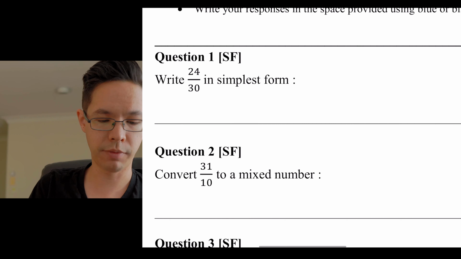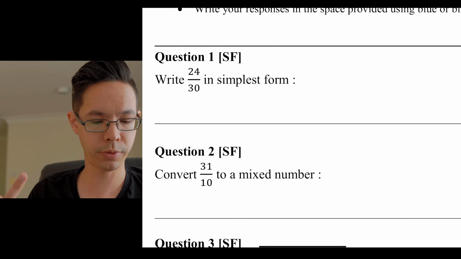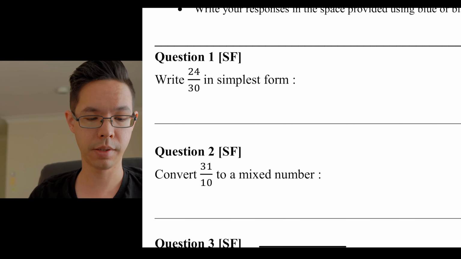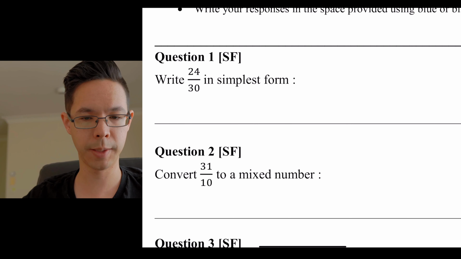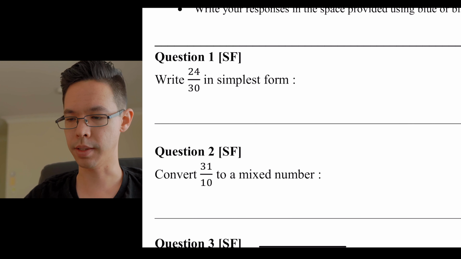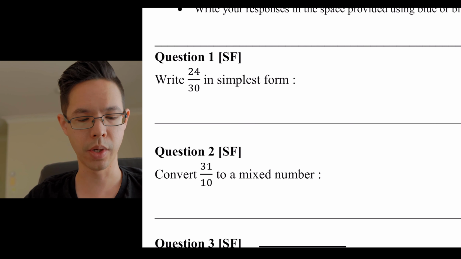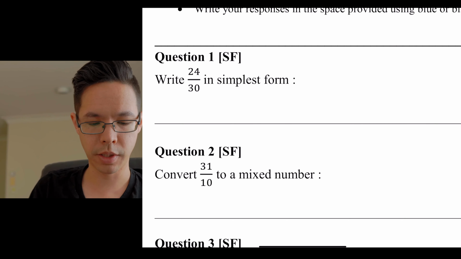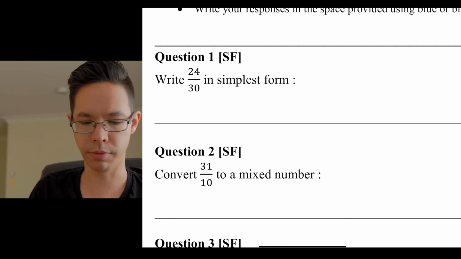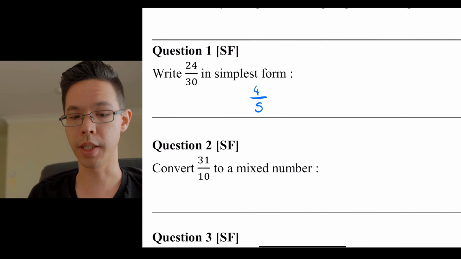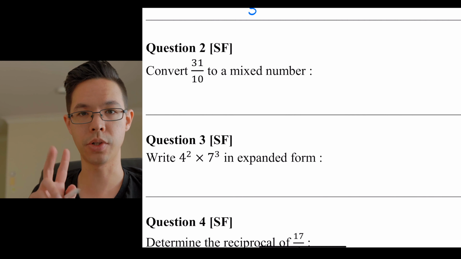So 24 can be divided by 1, 2, 3, 4, 6, 8, and so on. The bottom one, the 30, can be divided by 1, 2, 3, 5, 6. In fact, 6 is pretty good. So 6 was common so far, then 10, and obviously 30. So I think the highest common factor is 6. Let's divide them both by 6. 24 divided by 6 should give me 4. 30 divided by 6 should give me 5. And we're done.